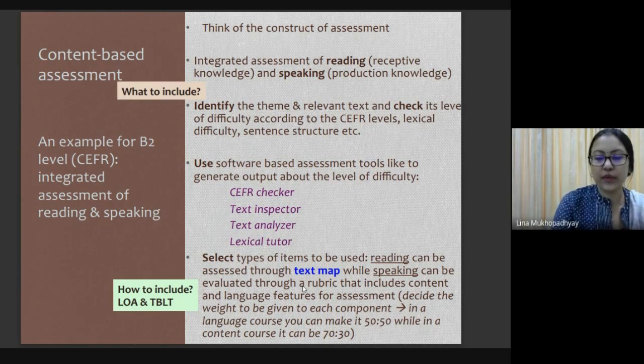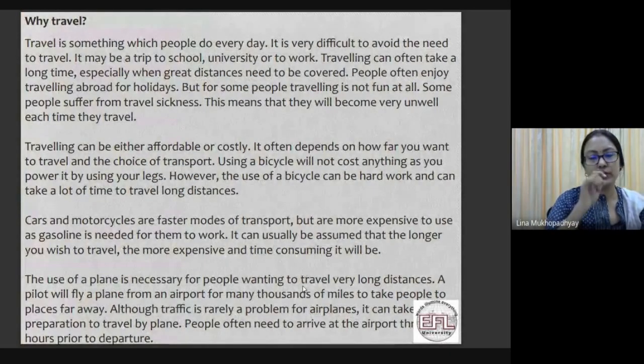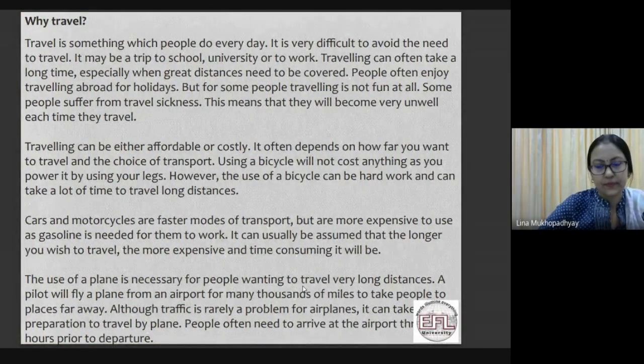Okay, so moving on, I would give you 2 minutes. Okay, read this slide. This is the text that I have chosen, which is at the B2 level, and then we will proceed. Take a little time, 2-3 minutes to read. There are 2 slides on the text, so take a little time to read the text. Okay, ma'am.